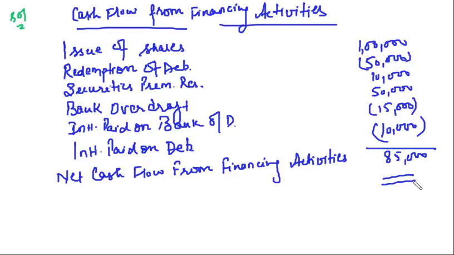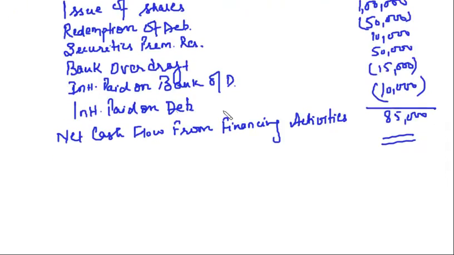Issue of shares, redemption of debentures is the cash outflow. Securities premium reserve is the amount of premium that we charge on issue of shares. Right? You can write this down as a note.